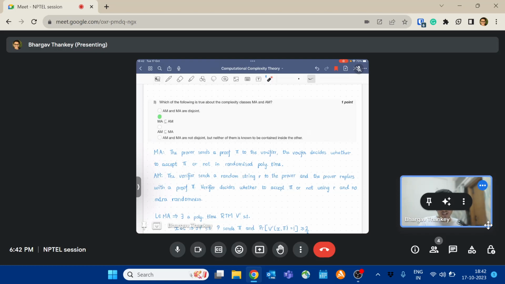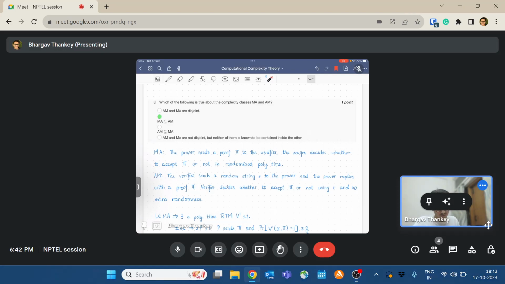And about C, right now we don't know if AM is contained in MA or not, but it is believed that AM is equal to NP, and it's easy to see that NP is contained in MA and MA is contained in AM. We already know that NP is going to be equal to AM unless the polynomial hierarchy collapses. But right now we don't have a proof of this. So as per our current understanding, the only correct answer is MA is contained in AM. Yeah, so this was a long proof.